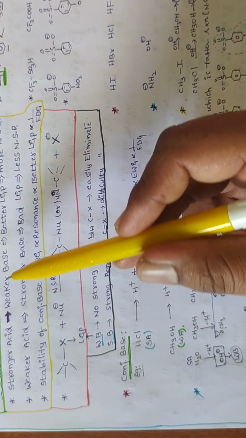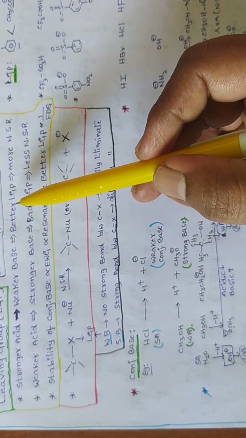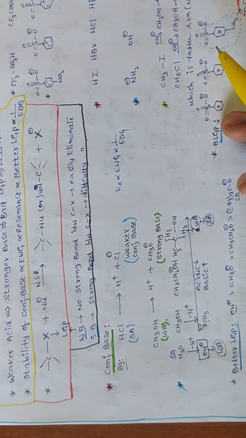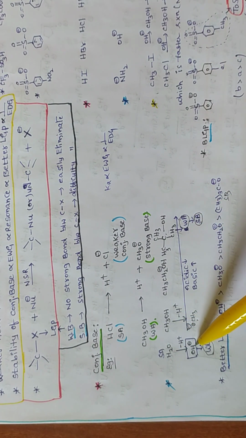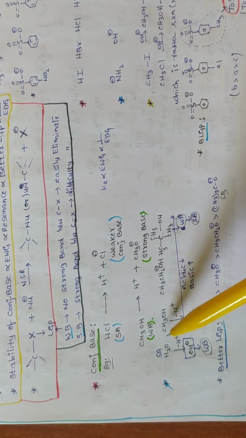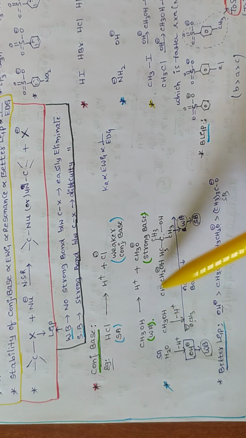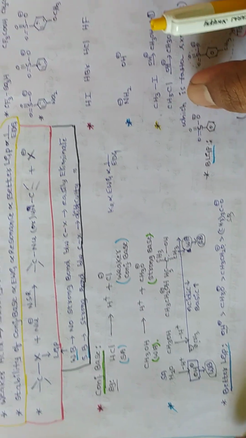A strong acid has a weaker base. The weaker the base, the better the leaving group. So which is the better leaving group? The strong acid, since it has the weaker base. So this is better than this one, this is better than this one, and this is better than this one. This is step number 1.